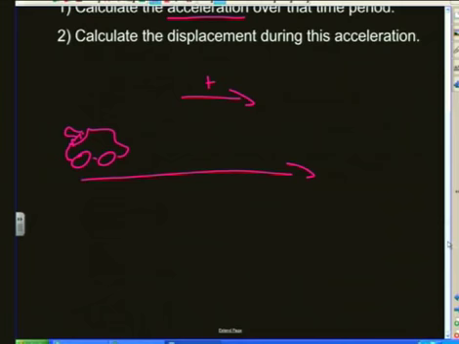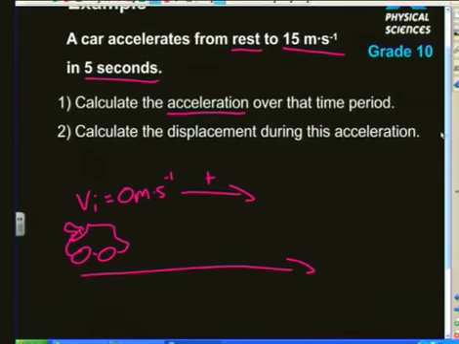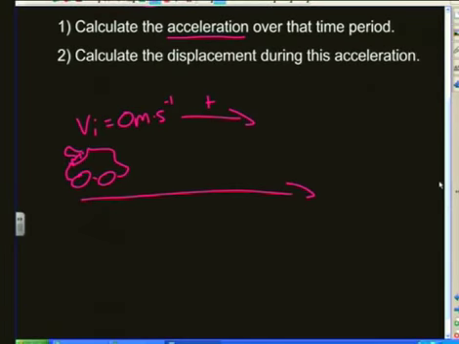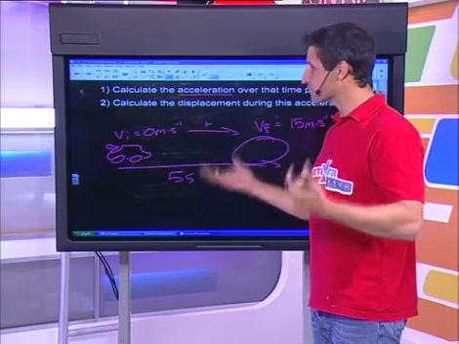Now let's start adding the information. It says that it starts from rest. So my V initial is 0 meters per second. What else does it say? Well, it said that it accelerates from rest to a final velocity of 15 meters per second. So I know that when it's over here, my V final is equal to 15 meters per second. All right, that's useful. I know that the entire trip takes 5 seconds. Now all of a sudden I've got a picture inside my head. I know what all the information means. That is the beauty of this.